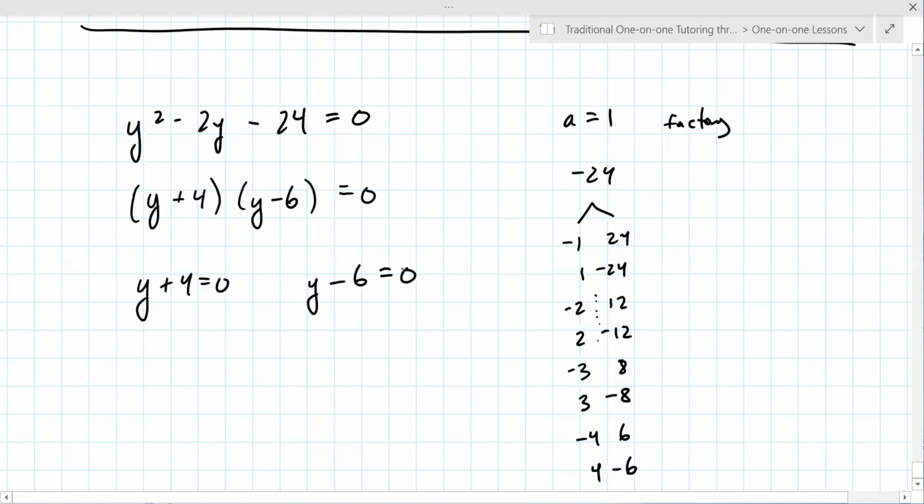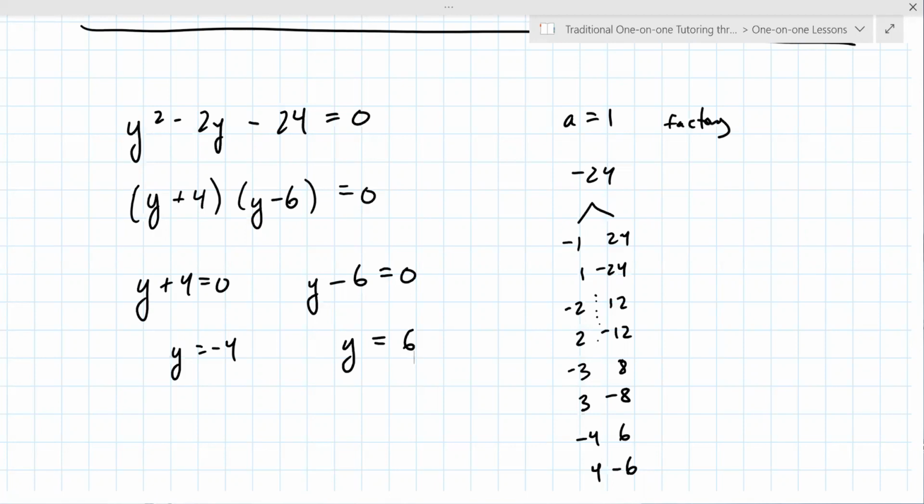Yes. Okay, awesome. So y equals -4, y equals 6. And there's your final answers on that. All right, sweet. I don't know why this is just making so much more sense to me now. Good.